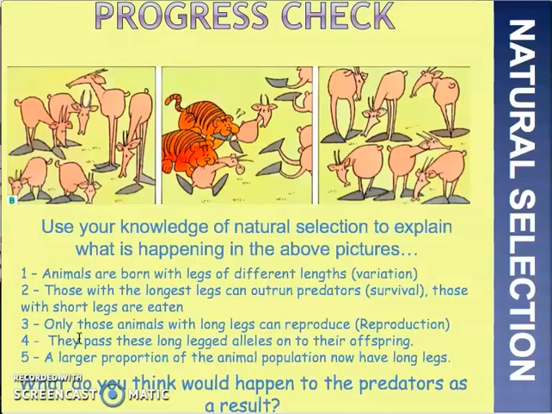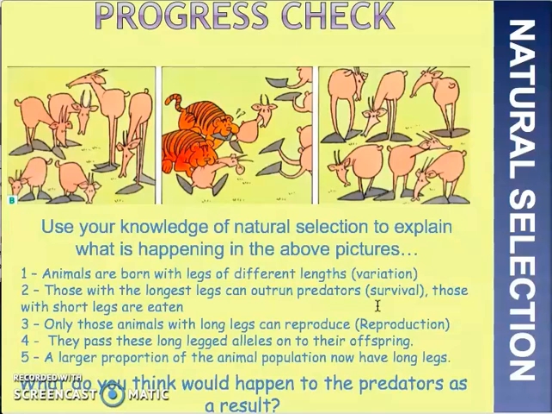Okay, so this is what you should have written down. So variation, what is the variation within that first image? What's different between them? What is different is that some of those animals have been born with long legs, and some have been born with shorter legs. That is variation. So that would be your first mark.